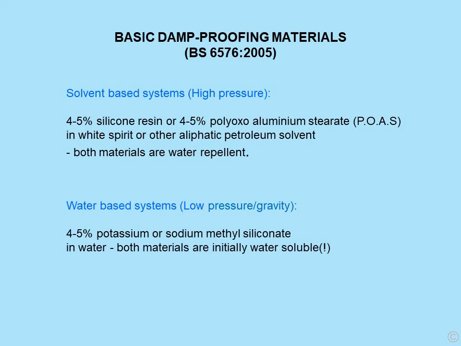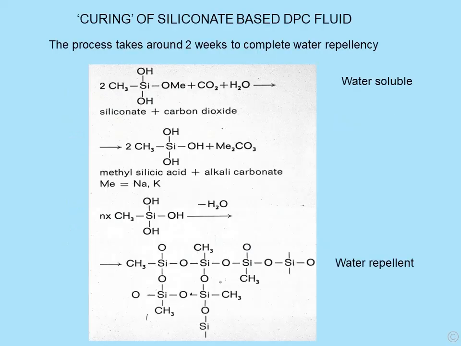Water-based systems, they're applied by low pressure or gravity, potassium or sodium methyl silicate in water. Both those materials are initially water soluble. So how do they work? Well, the process takes around 2 weeks to complete. We start off with the siliconate, a water soluble material, which reacts with carbon dioxide and goes through a process, and we come across the material at the bottom, which is a water repellent silicone resin.